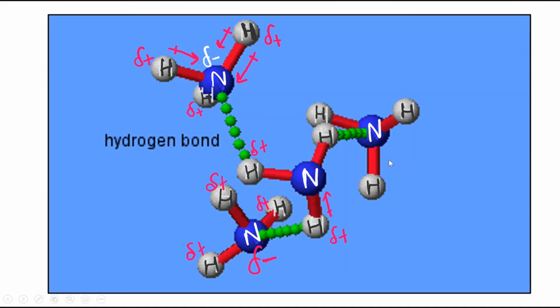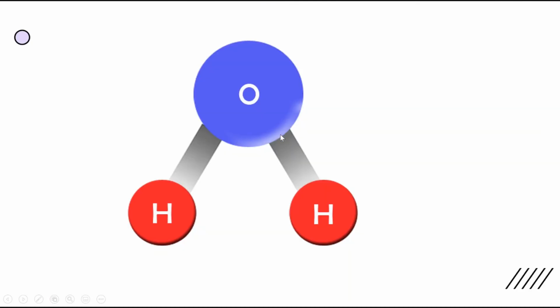Similarly, it is the case for other ammonia molecules as well. So what happens is that there is a bond formation between the nitrogen, which has the delta minus charge, and the hydrogen of the other ammonia molecule. So this bond, we call it a hydrogen bond. We can see this example.